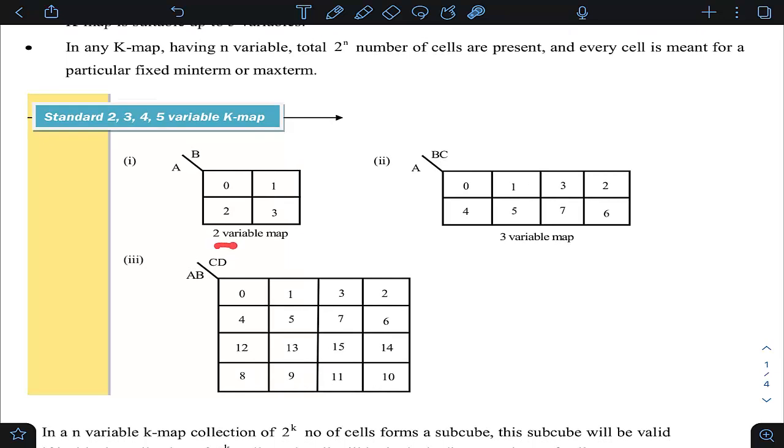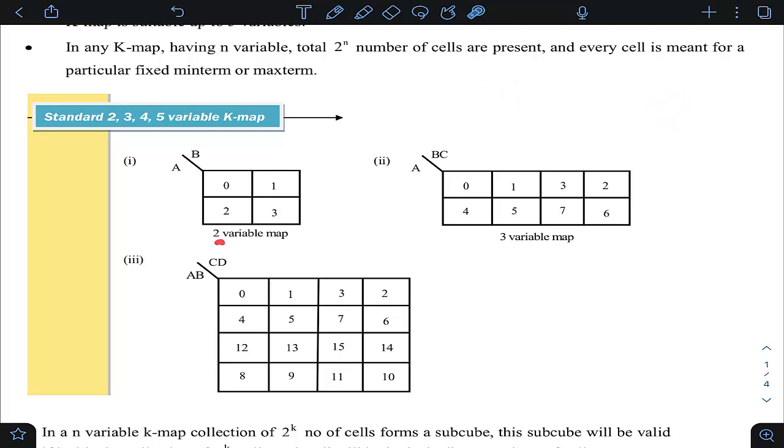A 2 variable map is used to handle a Boolean function comprising 2 variables. A 3 variable map is used to handle a Boolean function comprising 3 variables. A 4 variable map is used to handle a Boolean function comprising 4 variables. Now the point is, if you want to use the K-map for n variable cases, then the map contains 2 raised to power n cells.